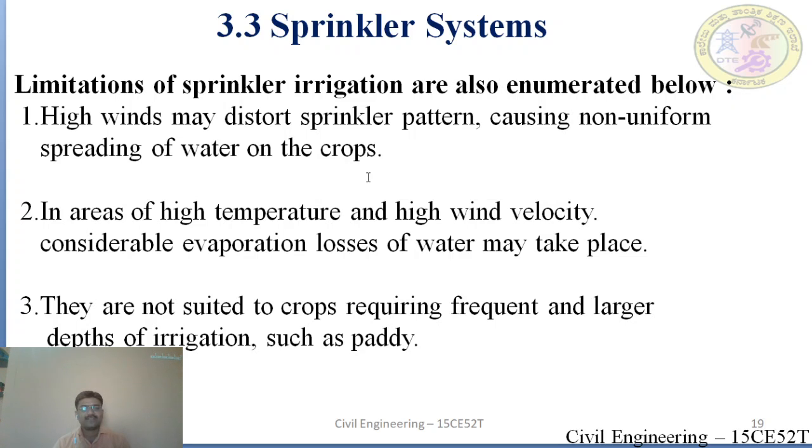Next, the third limitation. They are not suited to crops requiring frequent and larger depth of irrigation, such as paddy. Paddy is a crop where the water requirement is around 1200 mm of water. This system will not provide that quantity of water which is required for this particular crop to grow. Hence, it is not suited for crops which require more quantity of water. This is a disadvantage of sprinkler irrigation.